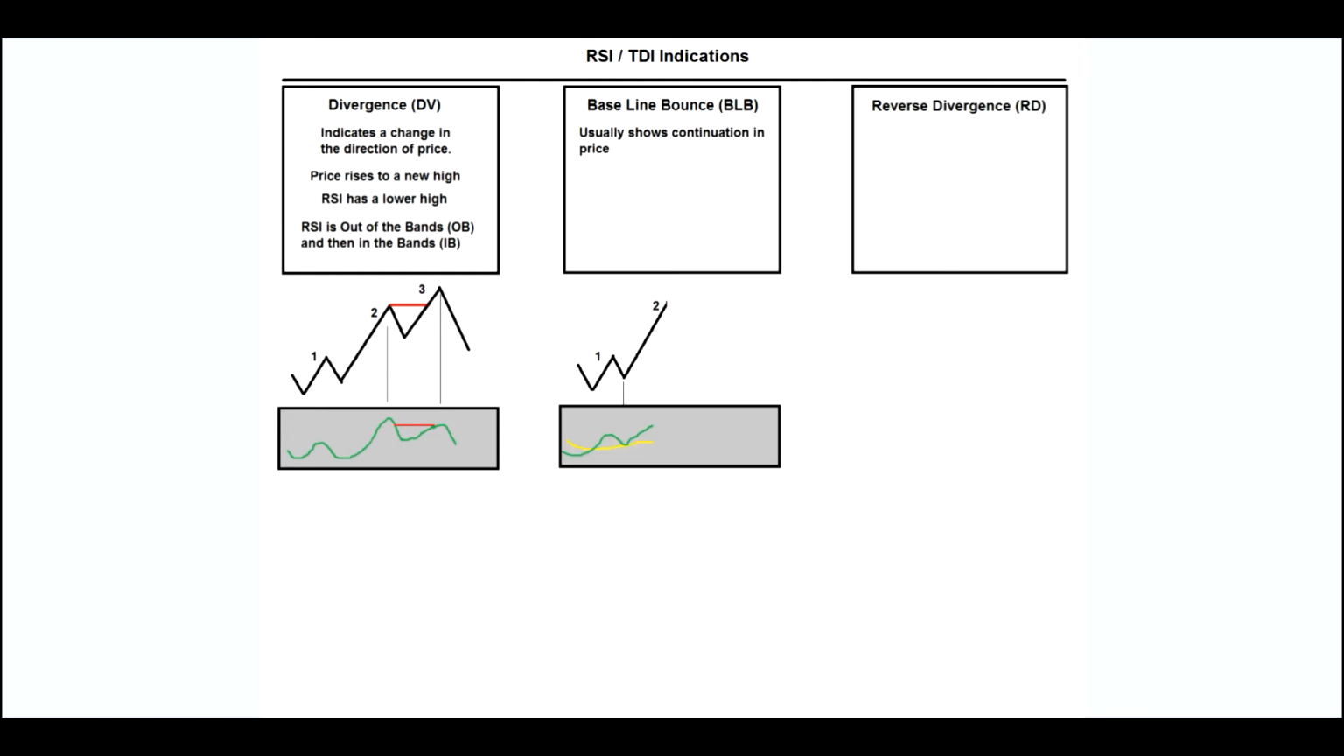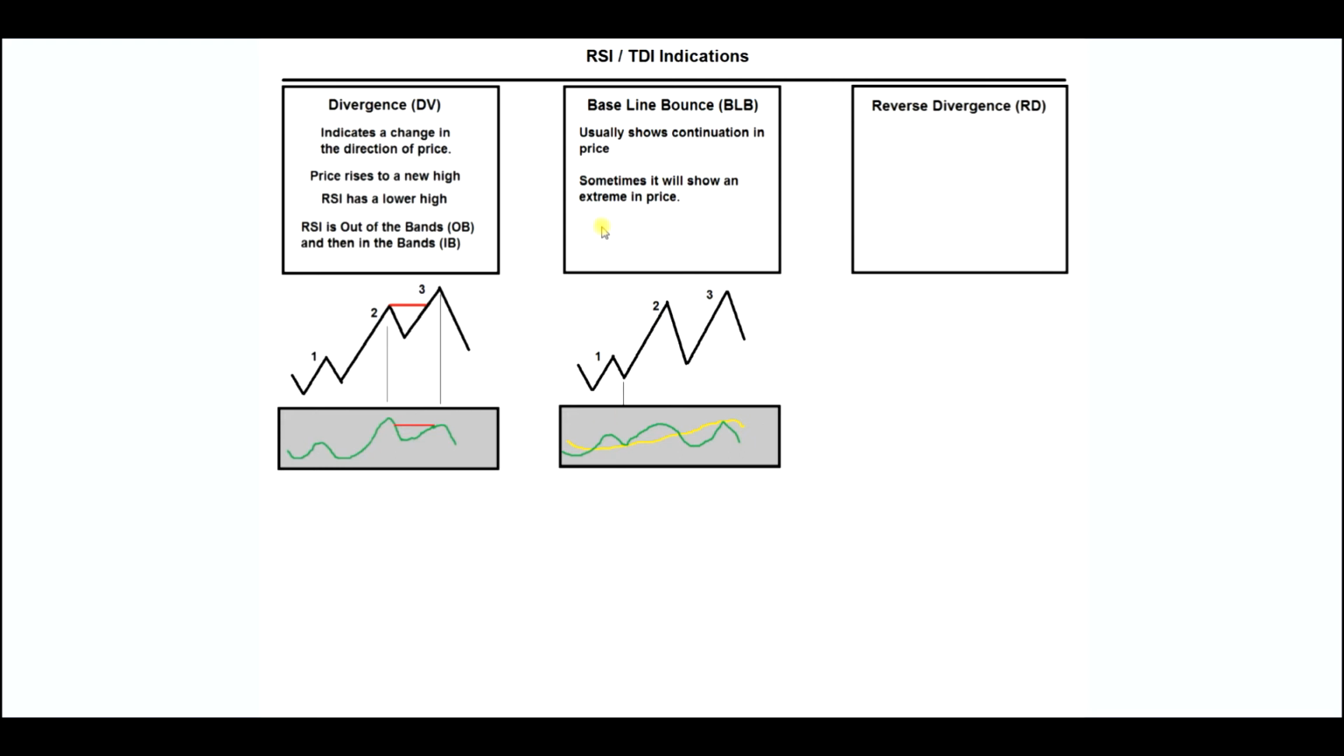So then, let's go forward and look at the baseline bounce. A baseline bounce usually shows a continuation in price, like with the price coming up and pulling back, and then the RSI bounced off the baseline. Boom, went off, the price went up. Okay, a baseline bounce shows a continuation in price, off of it and up.